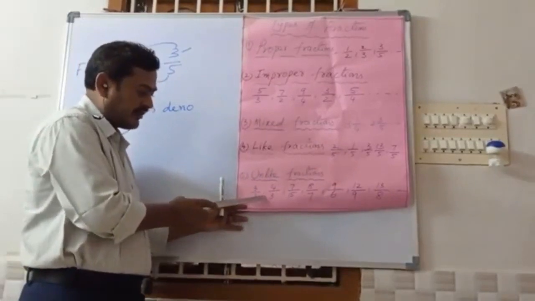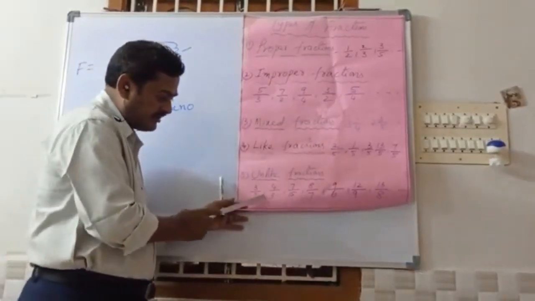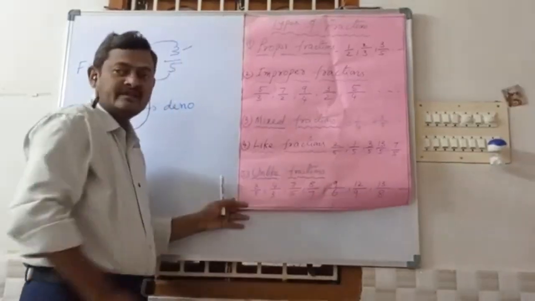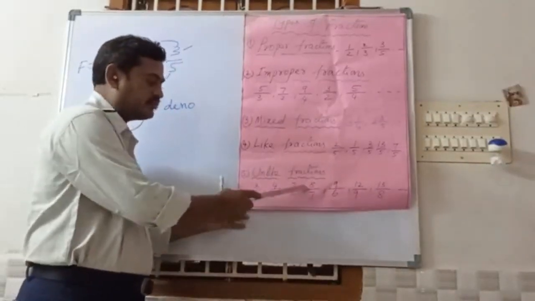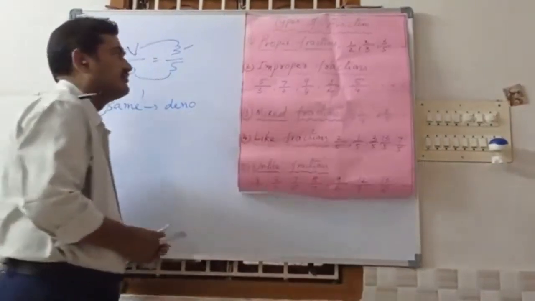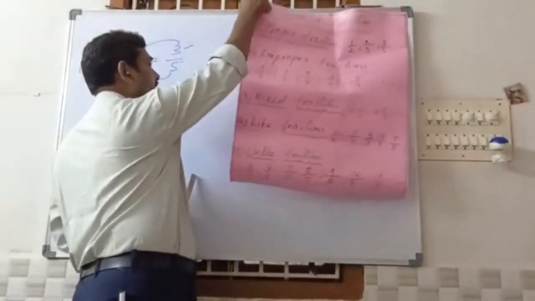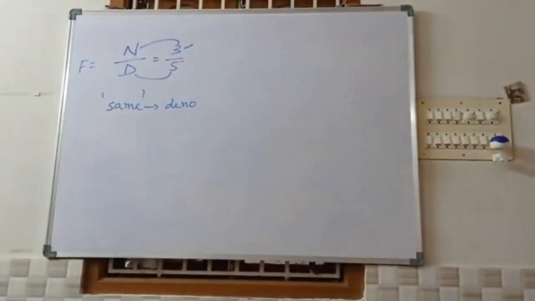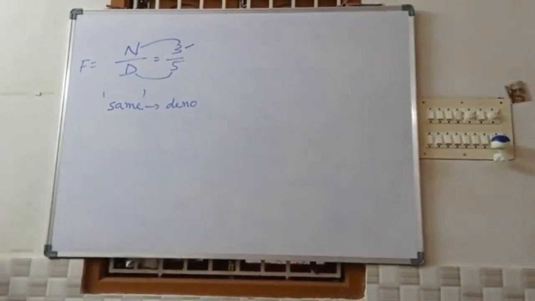Here 3 by 5, 4 by 3. If you observe the denominators, 5, 3, 15, 7, we have different denominators. So these fractions are unlike fractions. Now we go for some examples.